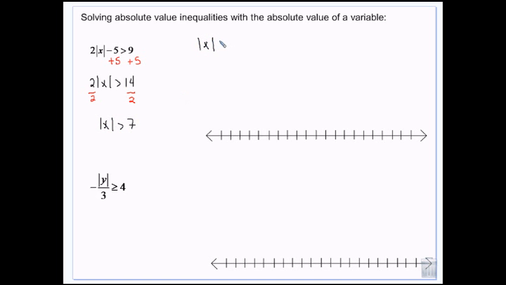So I'm just going to rewrite that up here. So then from here, I split. And I get the absolute value of x, or sorry, not just x. X is greater than 7. X is less than negative 7. That's going to be an OR. Open circles. And I'm shading greater than 7, less than negative 7.